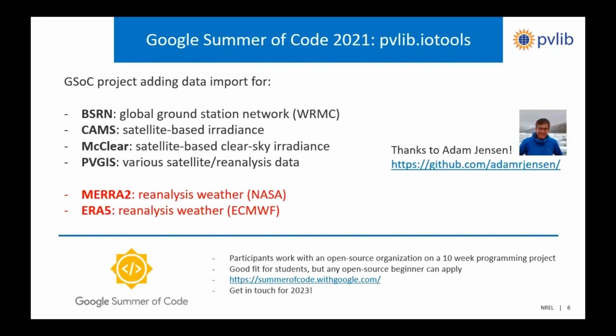Another exciting big project that we completed was last summer in 2021 through the Google Summer of Code. And Adam Jensen, who we heard speak earlier today, contributed new functions to fetch and import weather data from several new providers, including the BSRN, that global ground station network, as well as several satellite-based and reanalysis-based data sets. MERRA-2 and ERA5 are pretty widely used in the global PV community, maybe not so much in North America. We do want to get those into PVLib eventually, but fetching that data is substantially more complicated than it is for several other providers.